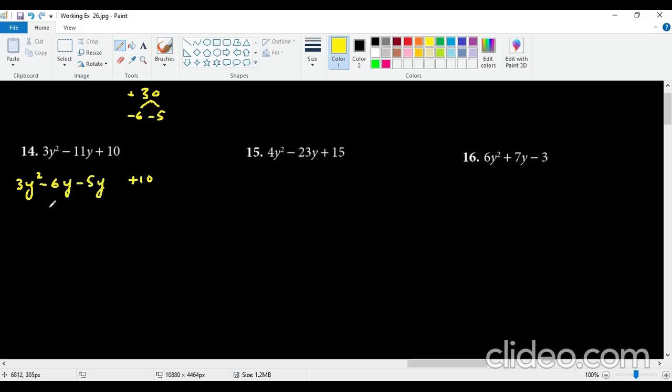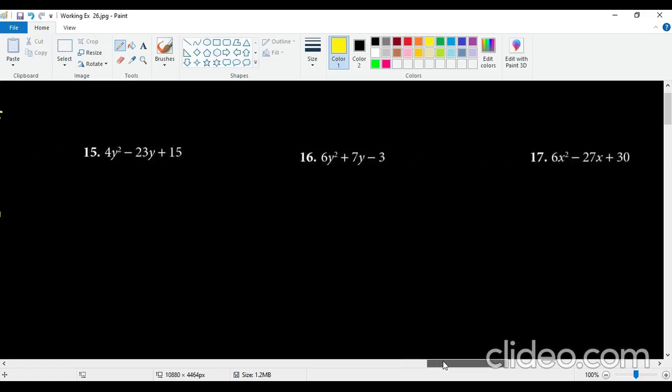Now in the first two, I can see that 3y is common in both of them, and I will write y minus 2, and as soon as I see y minus 2, I'll copy this down once again. Look at the third term, it is minus 5y. So already I have y, so I will write just minus 5. And 3y minus 5 comes in one bracket, and y minus 2 comes in another bracket.